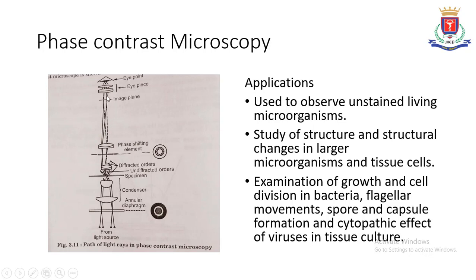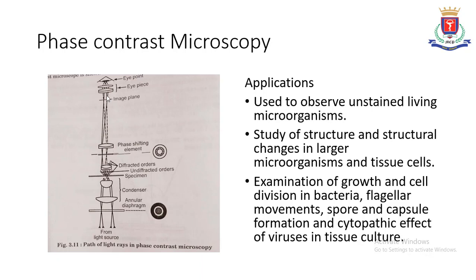Apparent brightness or darkness in an image is proportional to the square of the amplitude of the light waves. The image will be 4 times brighter or darker as seen in the bright field microscope. Hence, it is possible to visualize the microorganisms without staining.